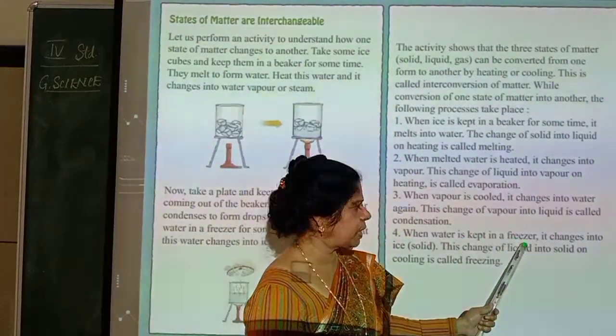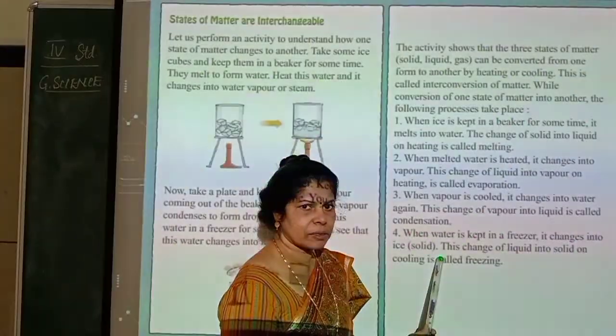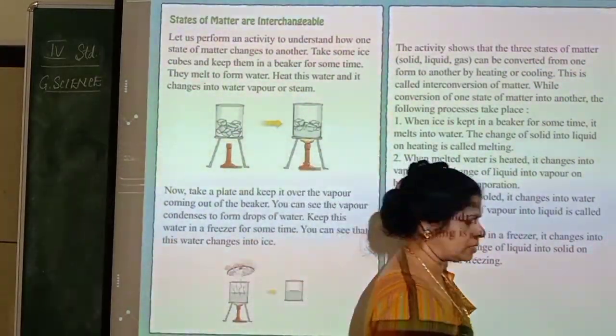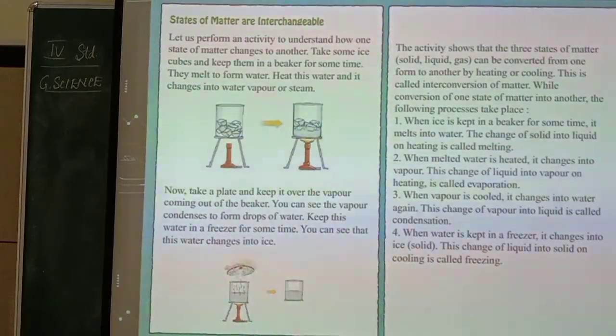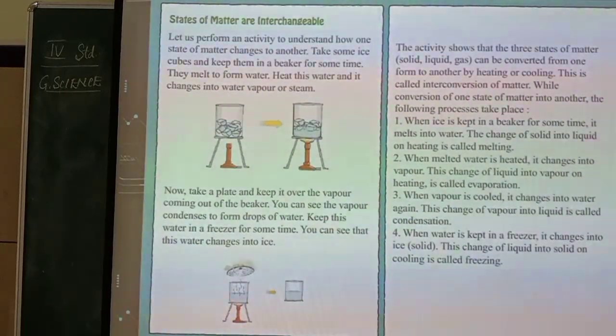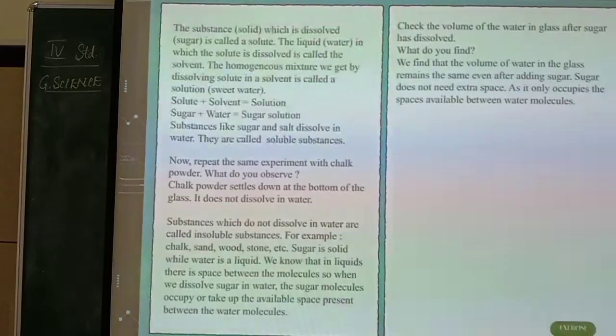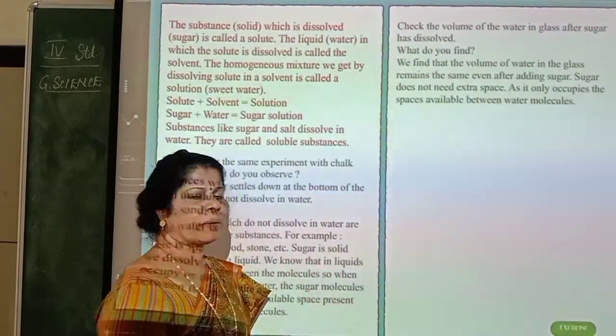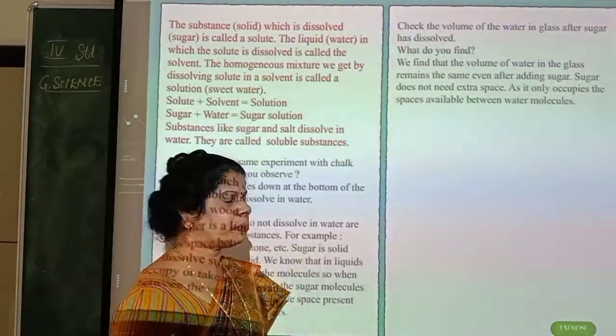When water is kept in a freezer, it changes into ice which is in the solid form. This change of liquid into solid on cooling is called freezing. So solid is ice. Ice is changed into water. Water, then it is what? It is cooling. So there is formation of condensation, means the change of vapor into liquid is condensation. The change of liquid into solid is called freezing. Understood? So like that, when you cool, when you condense, when you heat, what happens? There is a change of state of matter.